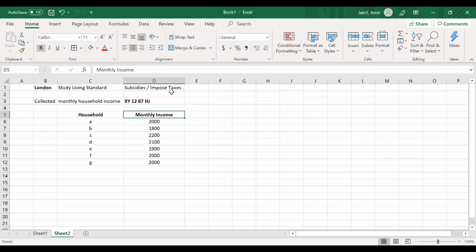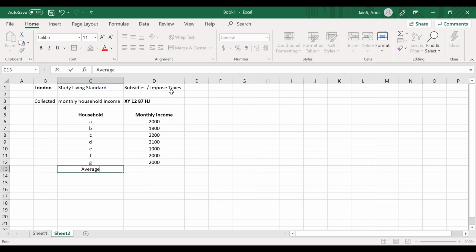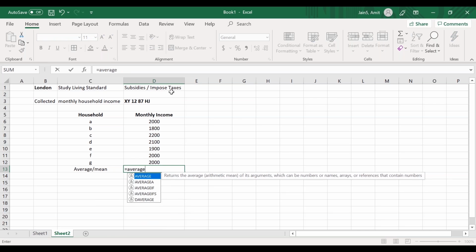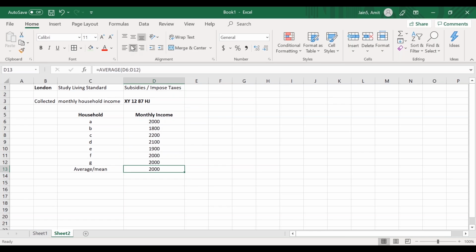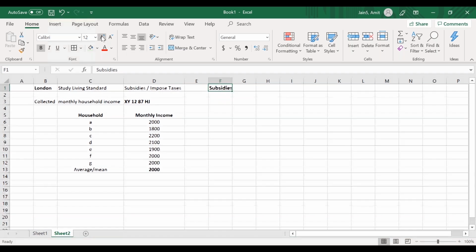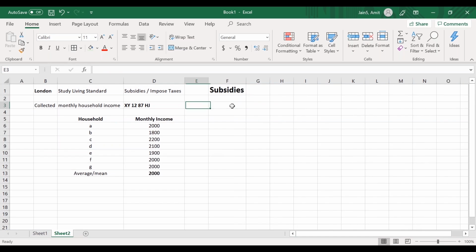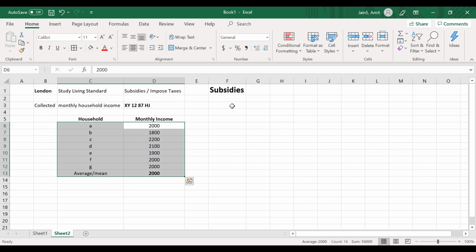So they collected the data, and as we always calculate, they calculated the average or the mean. And the average came out to be 2,000 pounds. So 2,000 pounds, London, not a very high income group. So the government said, okay, let us start giving subsidies to people living in this particular locality. So subsidies it is. People were happy, everything was going on fine.